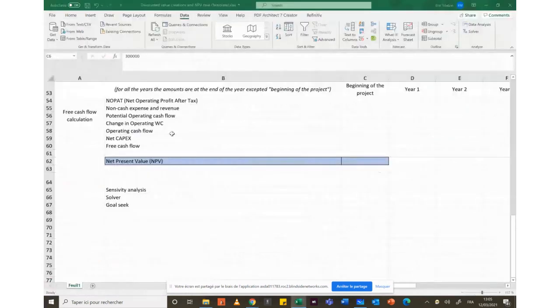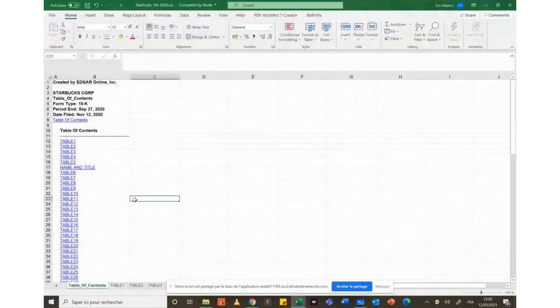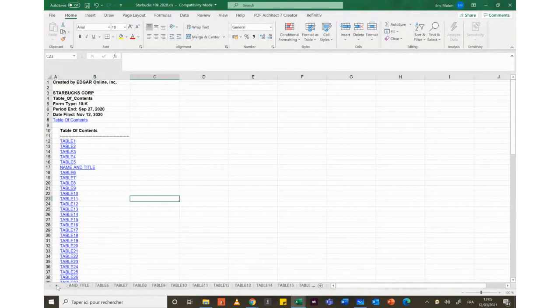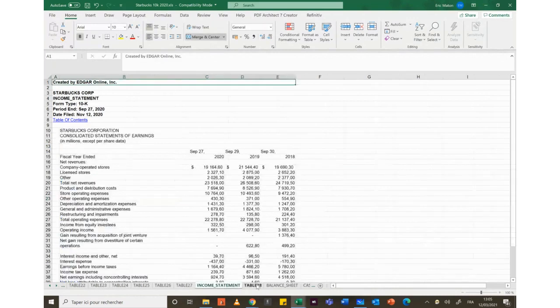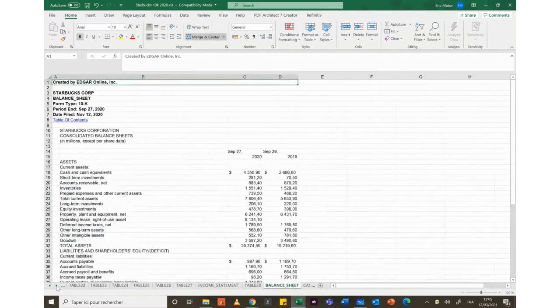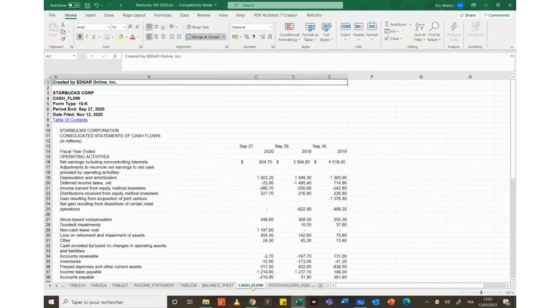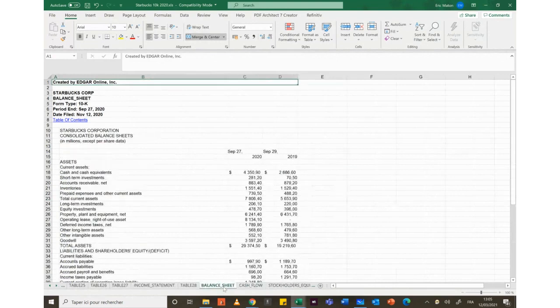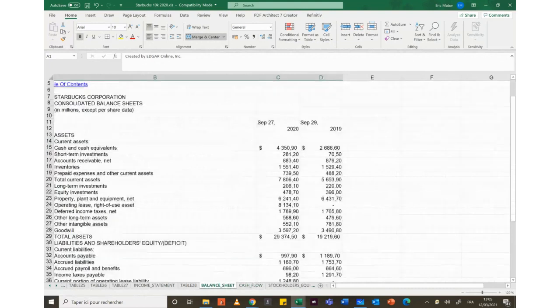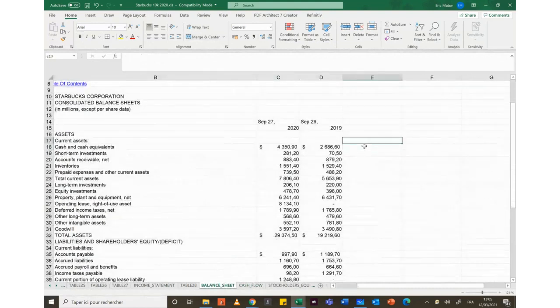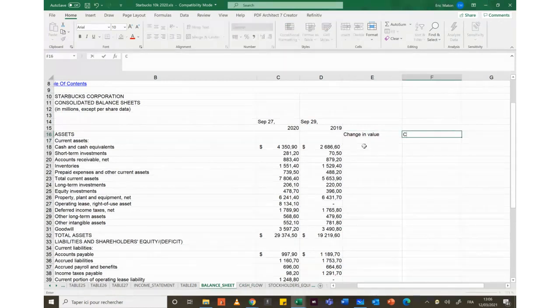So you will open this kind of Excel, like here, and you will find the balance sheet. Where is the balance sheet? The income statement, the balance sheet, and the statement of cash flows, cash flow statement, okay? In this exercise, what you have to do is to try to explain the difference between the change in value we have here from the balance sheet and the change as a cash effect.